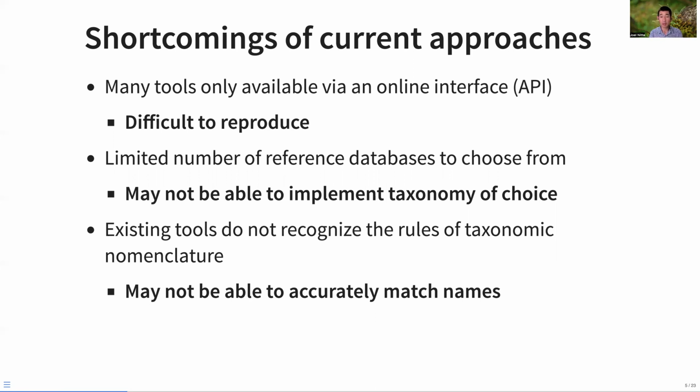Also, many of these online services only offer a limited number of reference databases to choose from. So you may not be able to implement the taxonomy of your choice for a given project. And finally, most existing taxonomic tools do not recognize the rules of taxonomic nomenclature. And because of that, we may not be able to accurately match species names.